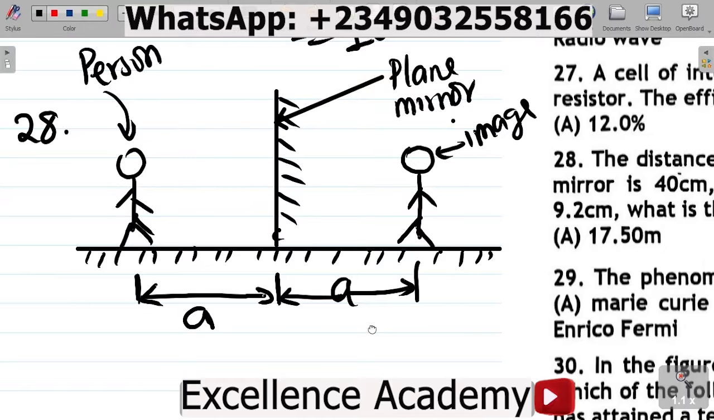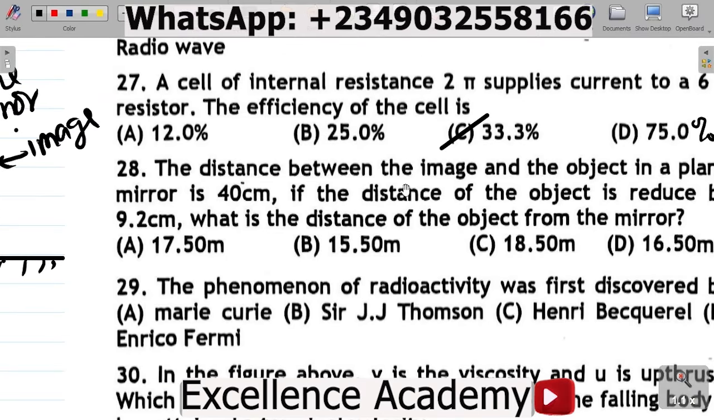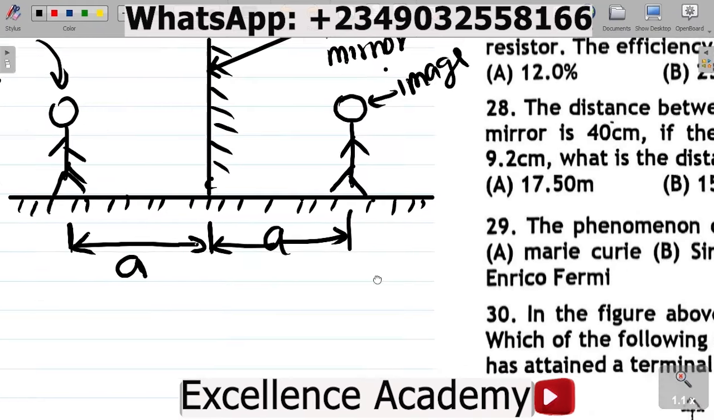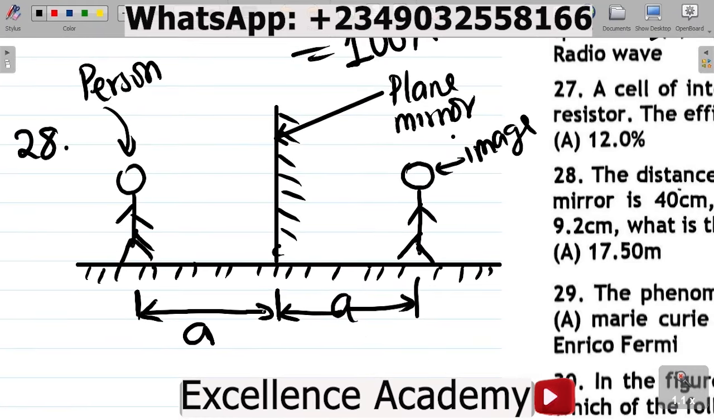Now, coming back to the question here, note that they said image and object. Distance between the image and object in a plane mirror is 40 cm. So where is the image? Here's my image here. Where's the object? The object is the person. That means from here to here, it's about 40 cm.